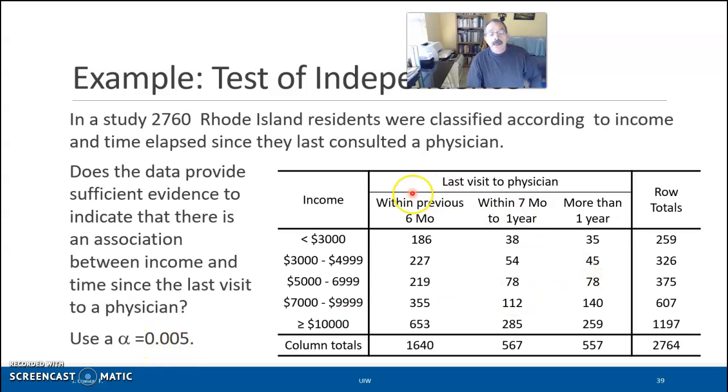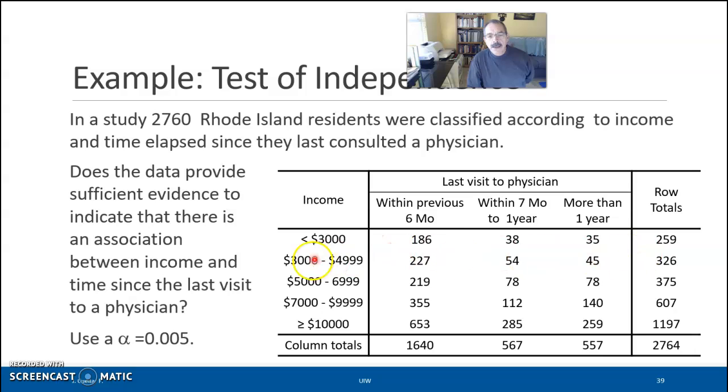All right, in this case, you can see that we have the level of income, and it's been broken into the following classes: less than 3,000, 3,000 to 4,999, 5,000 to 6,699, 7,000 to 9,999, and more than 10,000. And then here you have the last visit to the physician, which has been classified as within the previous 6 months, within 7 months to a year, and more than 1 year.